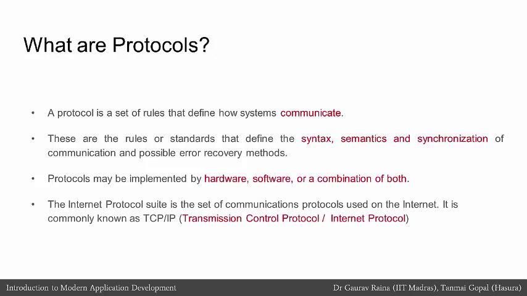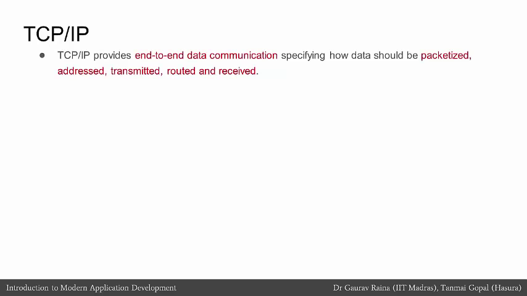The Internet Protocol Suite is the set of communication protocols used on the Internet. It is commonly known as TCP/IP. TCP stands for Transmission Control Protocol, and IP, as mentioned earlier, is just the Internet Protocol. Now, TCP/IP provides end-to-end data communication, specifying how data should be packetized, addressed, transmitted, routed, and received. That one sentence itself should make it very clear to you that TCP is extremely important for data communication over IP networks.